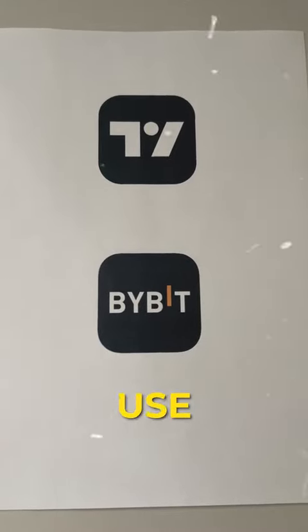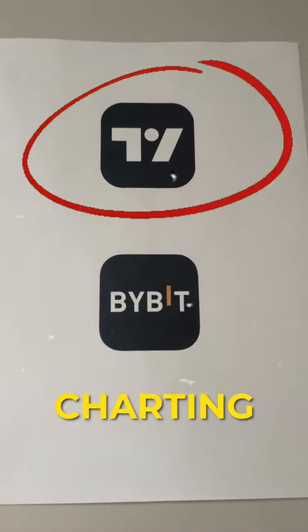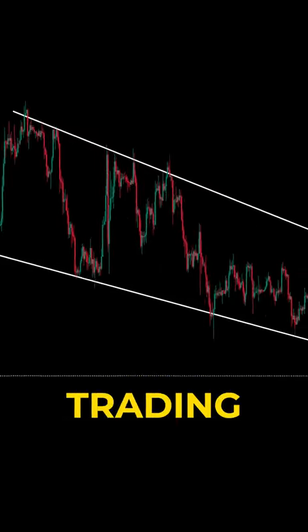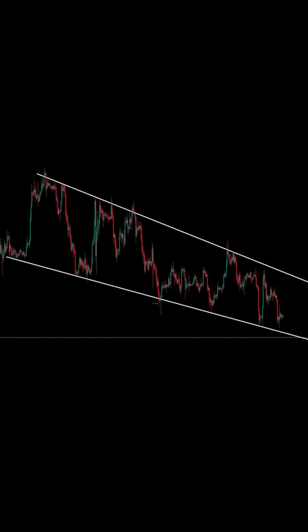Now let's start with the basics. Bybit will be the broker we use to take trades, and TradingView the charting app we will use. When trading, I use a method called support and resistance. It's the most basic but most effective way of trading.